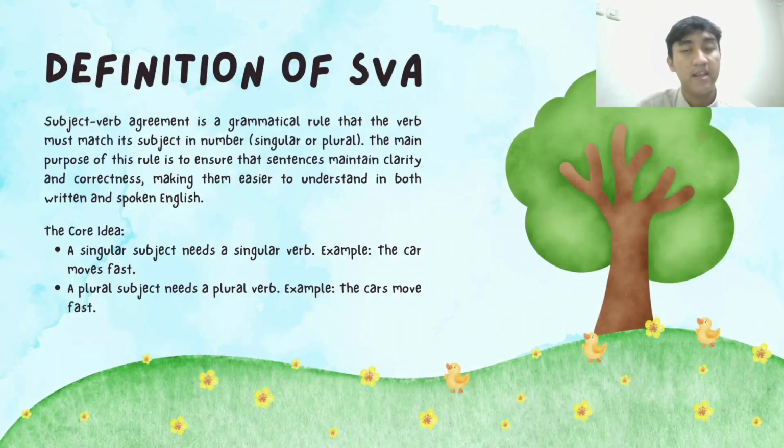Okay, the definition of subject-verb agreement. Subject-verb agreement is a grammatical rule that the verb must match its subject in number, like singular or plural. The main purpose of this rule is to ensure that sentences maintain clarity and correctness, making them easier to understand in both written and spoken English.